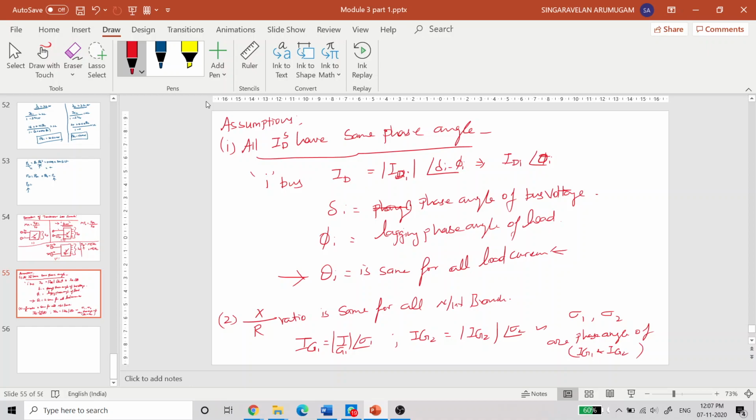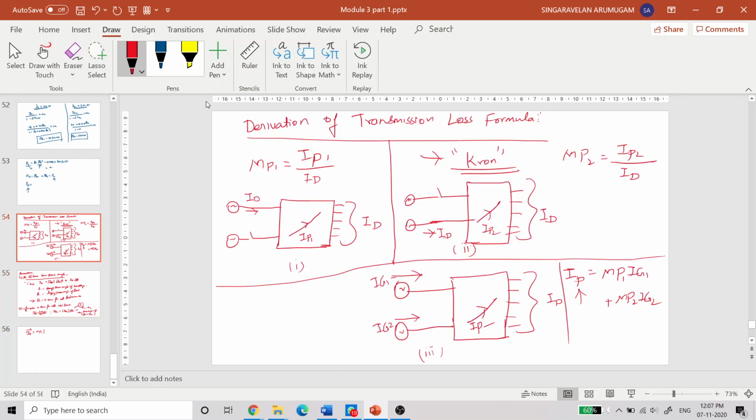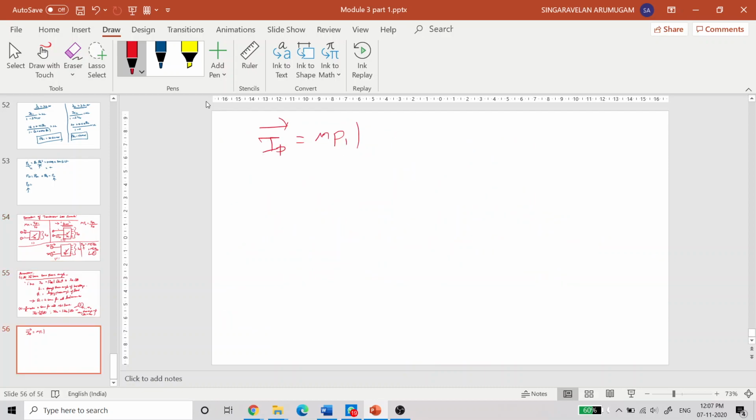If I take this as equation 2 and that as equation 1, and substitute, then the total IP, because we know what I concluded in the first slide, applying the IG1 and IG2 values in equation 1, will be MP1 IG1 with delta 1 plus MP2 IG2 with delta 2. This is the value I will get.